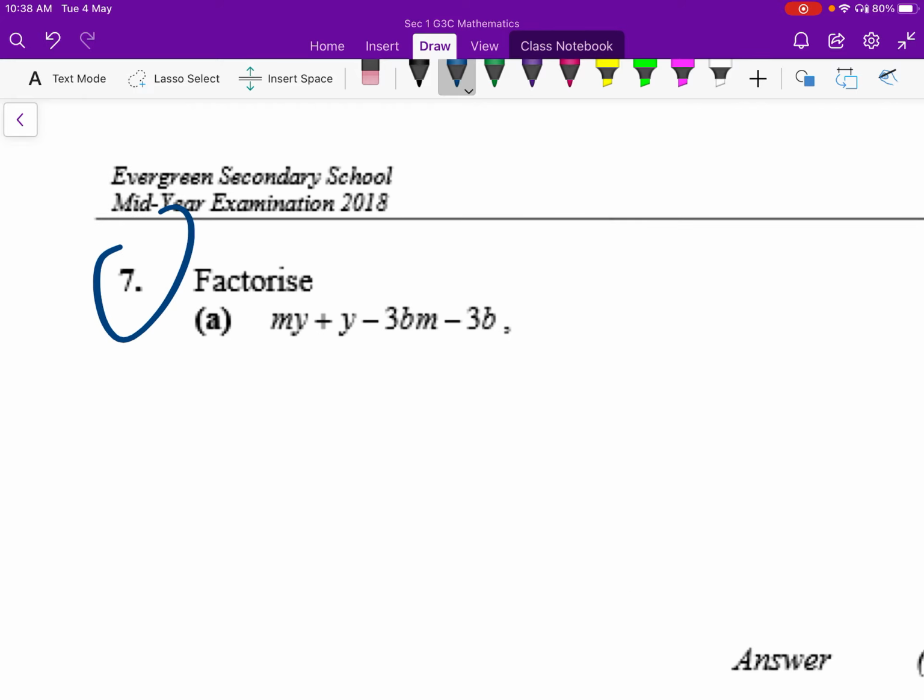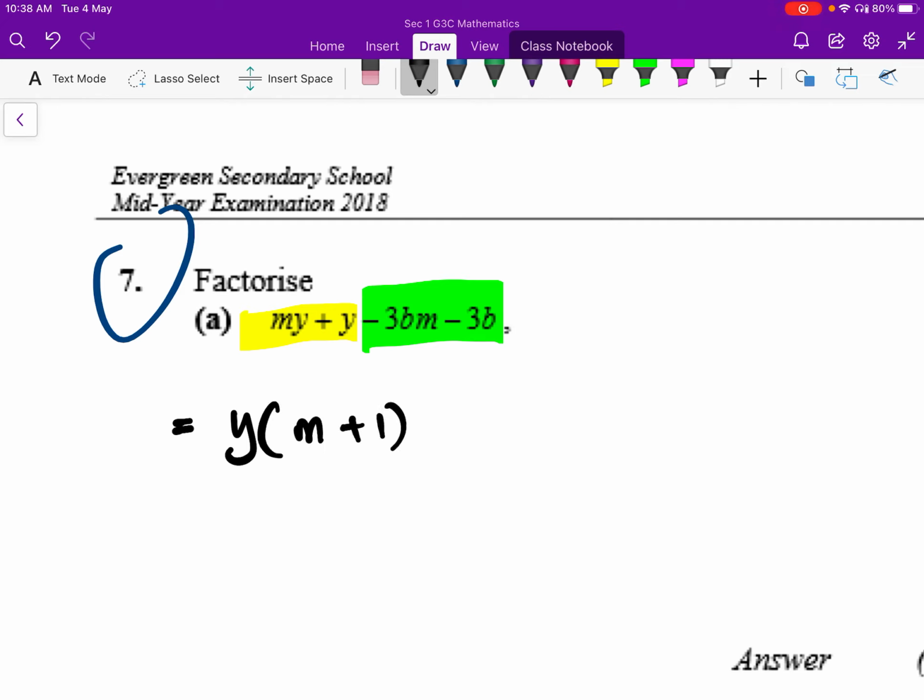Okay, now factorize 4 terms. When it is a 4-term factorizing, make sure you pair them up. You can pair them up this way. If there are common factors in the first 2 terms, generally, we are nice to you. Generally, you will find common factors in the first 2 terms. If you don't have, then you rearrange it yourself. Okay, so the common factor is y, m plus 1. That's the yellow color one.